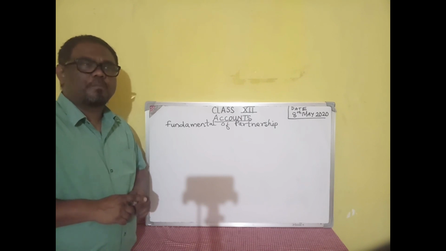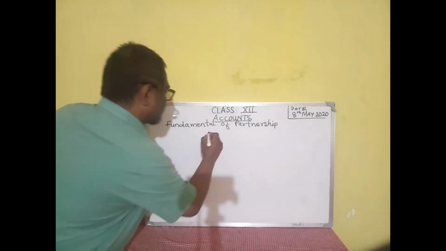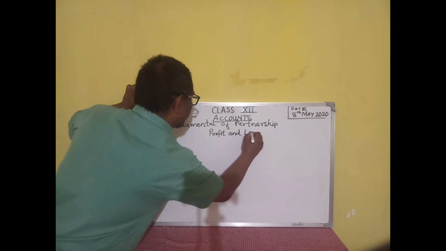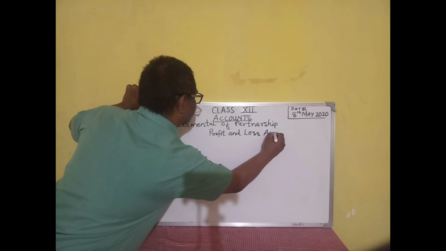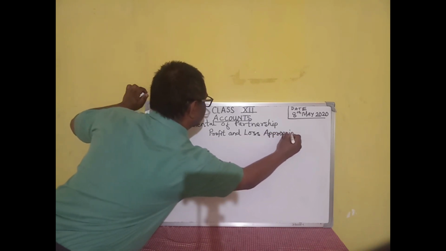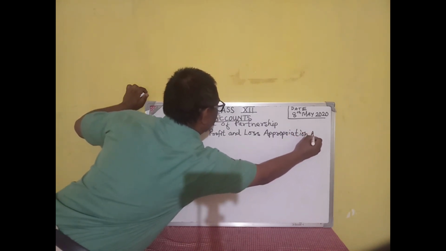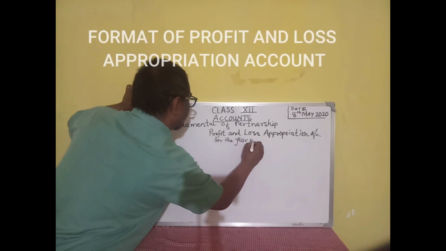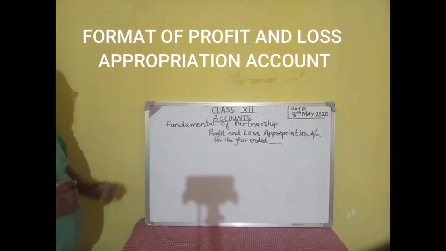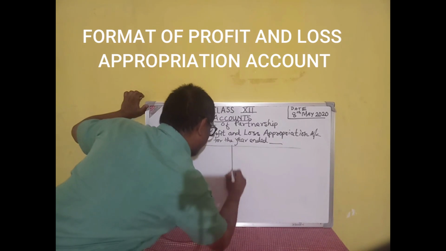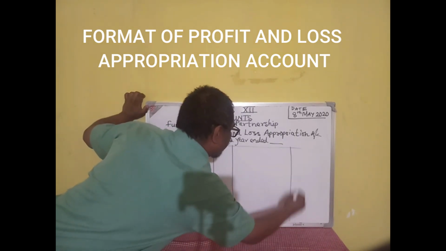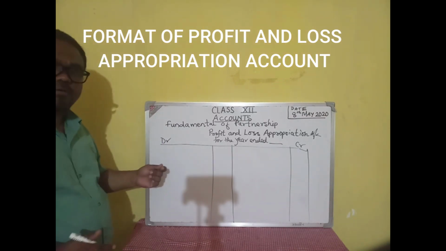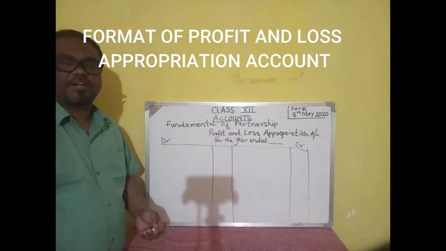So here we prepare the profit and loss appropriation account for the year ended. Your left hand side is the debit side and your right hand side is the credit side.